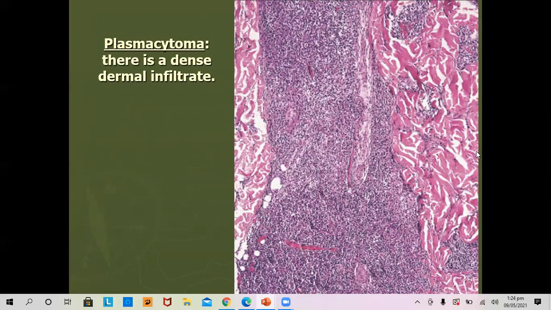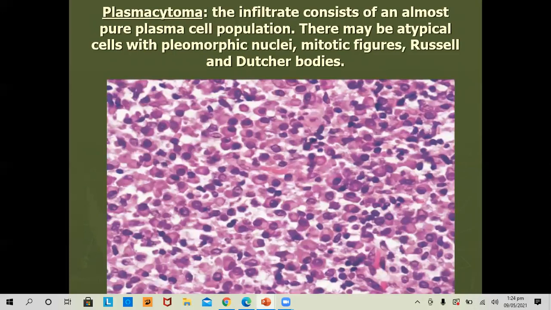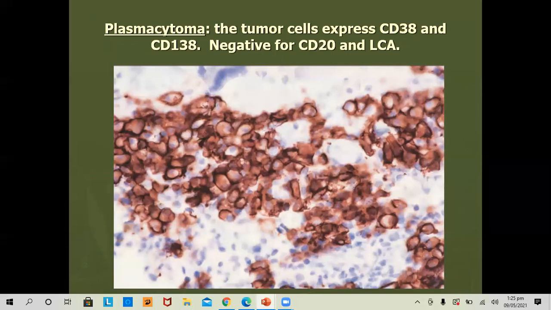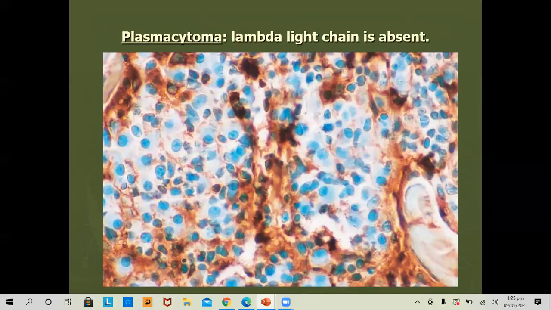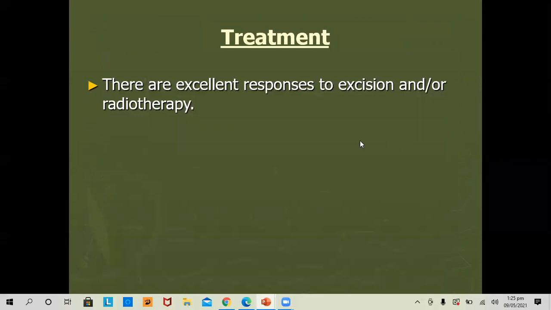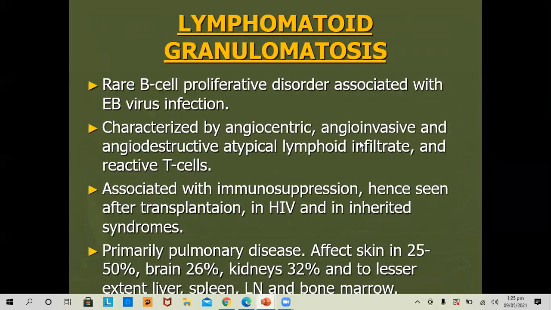So plasmacytoma is characterized again by diffuse infiltrate by plasma cells, but now you can see that the cells are atypical with Russell body formation, mitotic figure, and Dutcher bodies. Like all plasma cells, these cells are CD38 and CD138 positive, and negative for CD20 and leukocyte common antigen. Kappa chain expression is seen and lambda chain expression is absent. Treatment is excellent response with excision and radiotherapy.